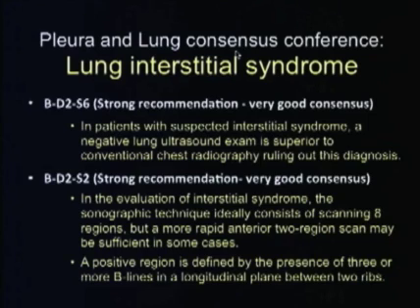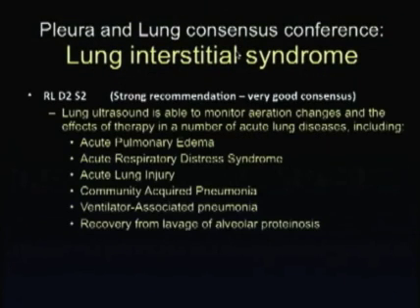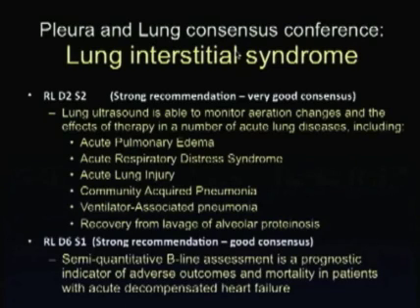A positive region is defined by the presence of 3 or more B-lines in a longitudinal plane between 2 ribs in any given area. Lung ultrasound is able to monitor aeration changes and the effects of therapy in a number of acute lung diseases, including acute pulmonary edema, respiratory distress syndrome, acute lung injury, community-acquired pneumonia, ventilator-associated pneumonia, recovery from lavage, alveolar proteinosis. Semi-quantitative B-line assessment is a prognostic indicator of adverse outcomes and mortality in patients with acute decompensated heart failure.